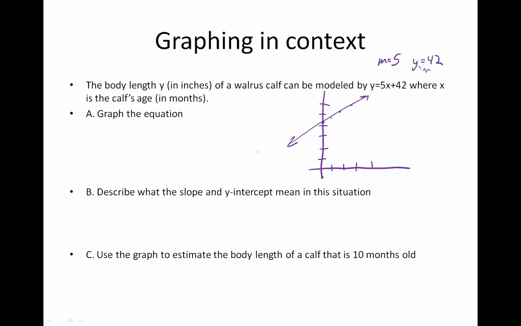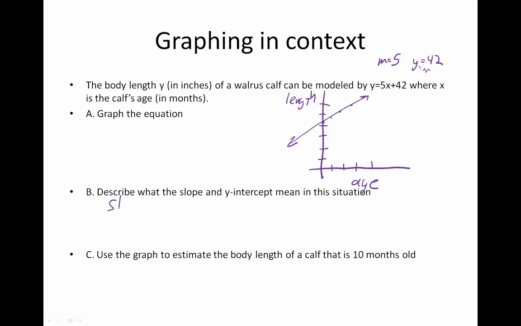Next, it's asking us to describe the slope and the y-intercept in this situation. What does it mean in this particular situation? What does this 5 represent and what does this 42 represent? So we got to think about the context of this problem. Remember that the y-axis is the length and the x-axis is age. So what does it mean to have a slope of 5? Well, a slope of 5 means when we go up 1 in age, we get 5 extra inches long.